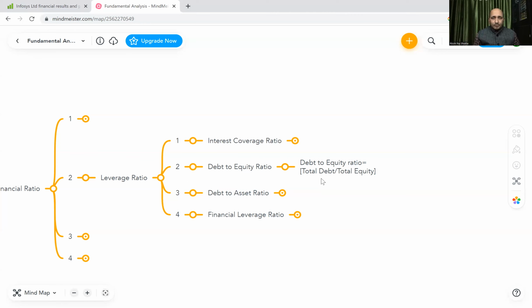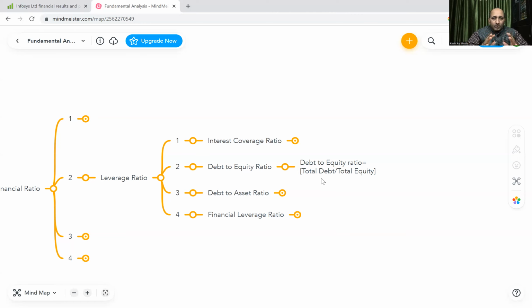Third thing, we can see comparison with competitors. Every company has competitors in the market. So with respect to competitors, how the company is performing, whether other companies in the same segment also have debt like this one, how their leverages are. Peer comparison will give you a fair idea of how the company is performing in this sector.